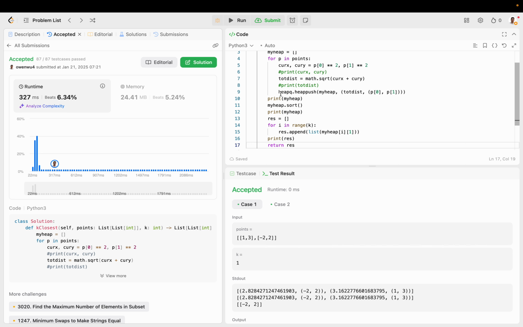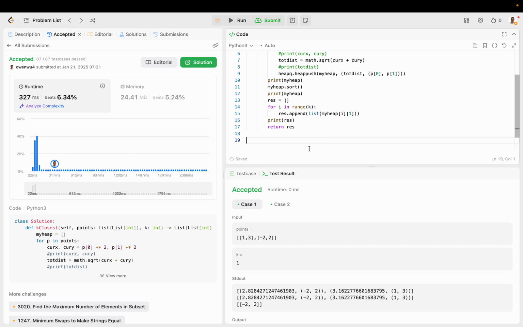Instead of using the heap, which can sometimes get messy because you don't actually get them in sorted order, you can just sort it directly. And that's another trick that I used to use instead of popping k times from the heap here.